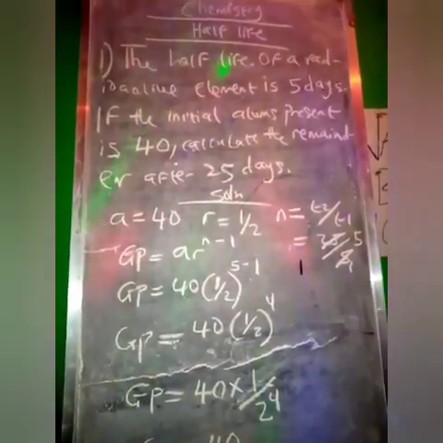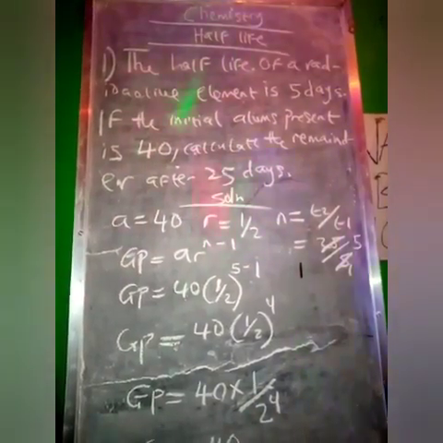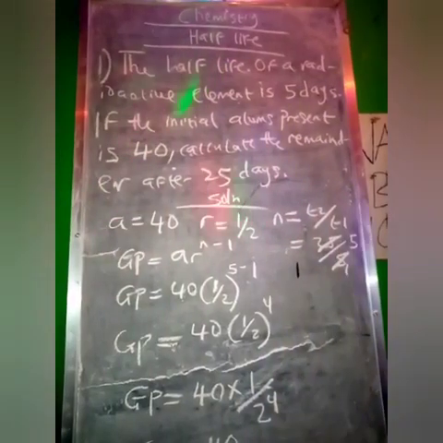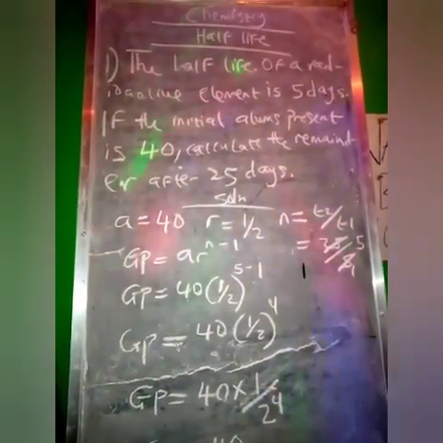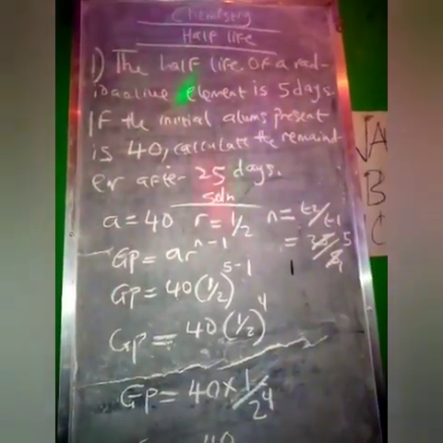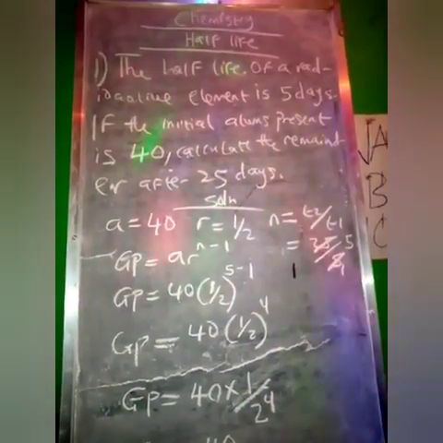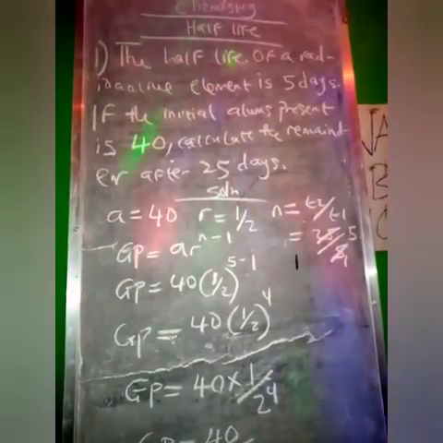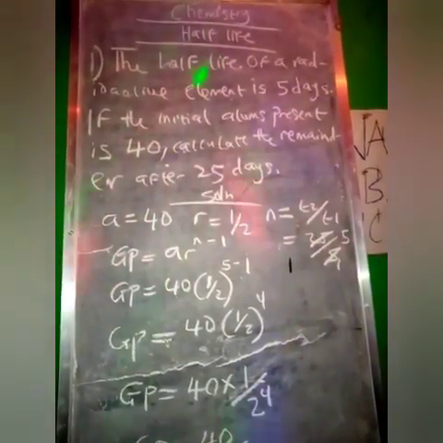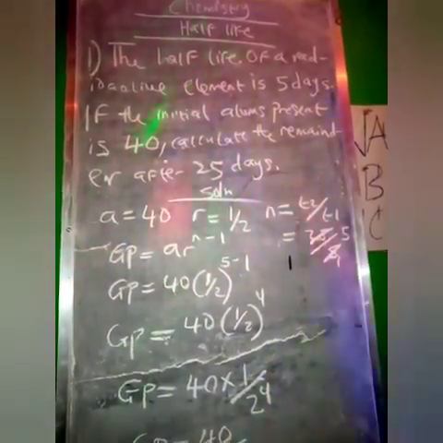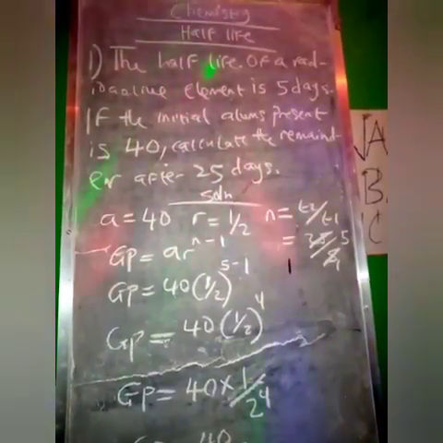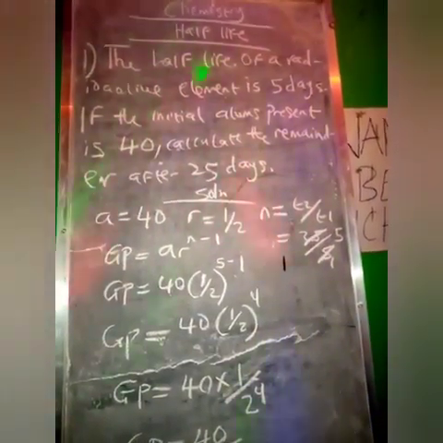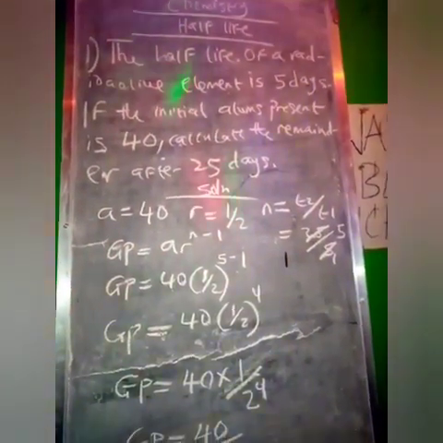So you can see the first term will now be 40. 40 is the initial atoms present. The initial atoms is always the first term. Then the common ratio is always 1/2 because it's called half-life. It's the time taken for half of the initial atoms present to disintegrate. So the common ratio will be half, 1/2. We can prove that, but let's not go into that.